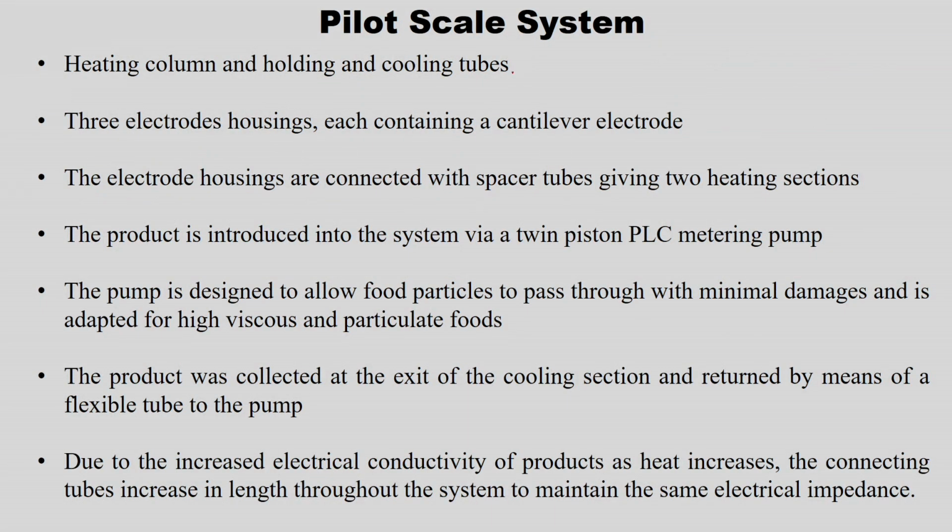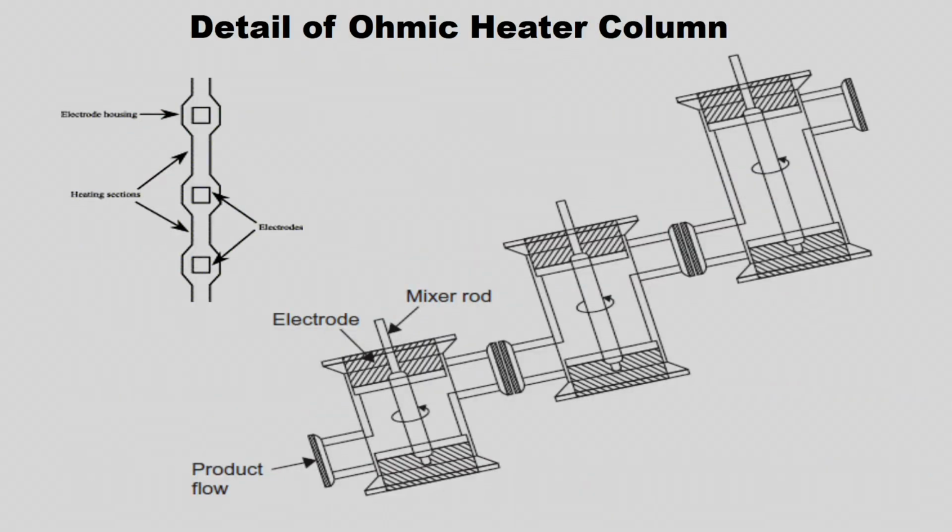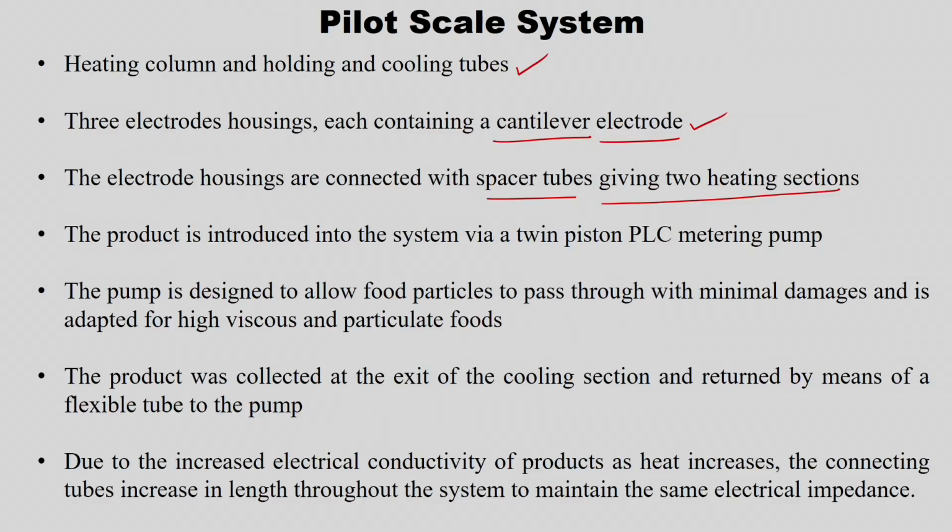So, heating column, holding and cooling tubes, and 3 electrode housings, each containing a cantilever electrode. The electrode here is a cantilever electrode. The electrode housings are connected with spacer tubes, which give 2 heating sections. If you see here, then you will understand better. There are 3 heating sections. This is your electrode housing, and here you have the electrode. This spacer tube gives the 2 different heating sections.